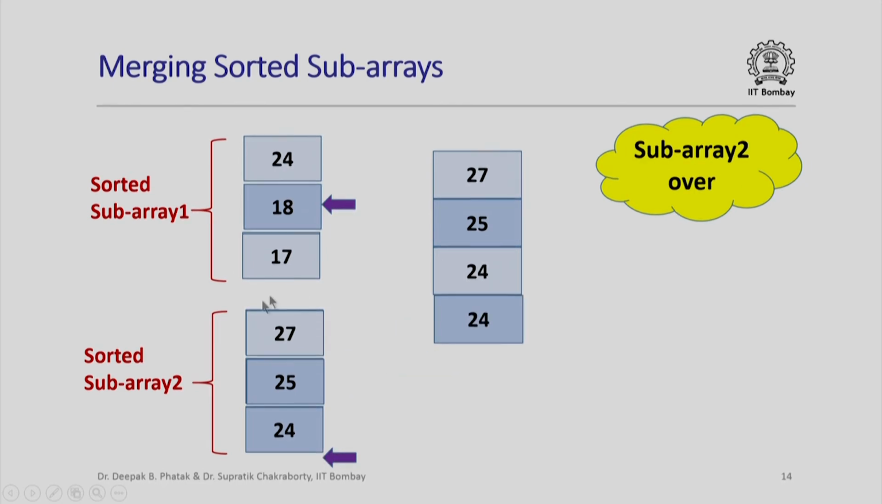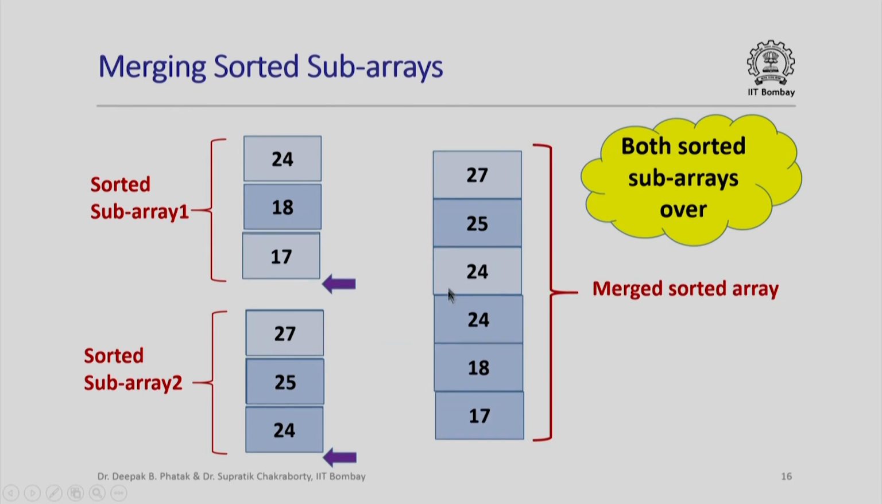And then I have now come out of the range of indices of subarray 2, which basically means I have seen the entire subarray 2. So all I now need to do is to take the elements from subarray 1 and just put them in the same sorted order as they appear in subarray 1 in the final sorted array.